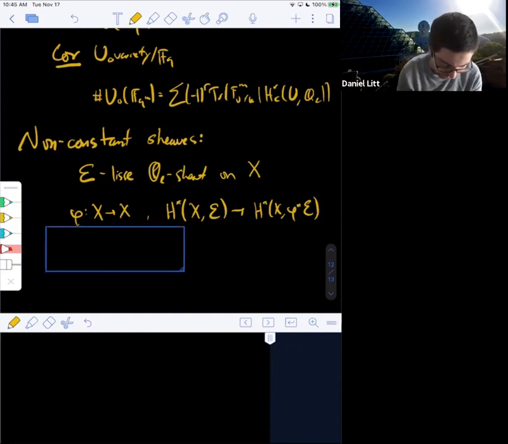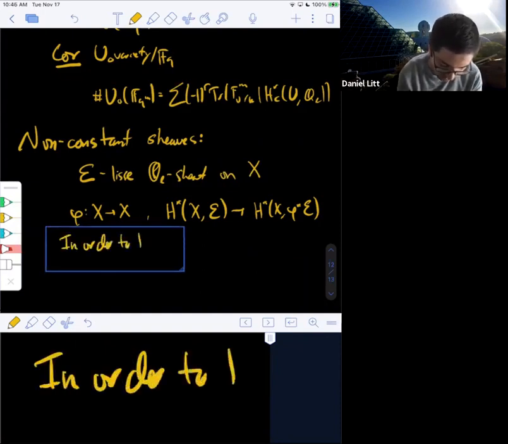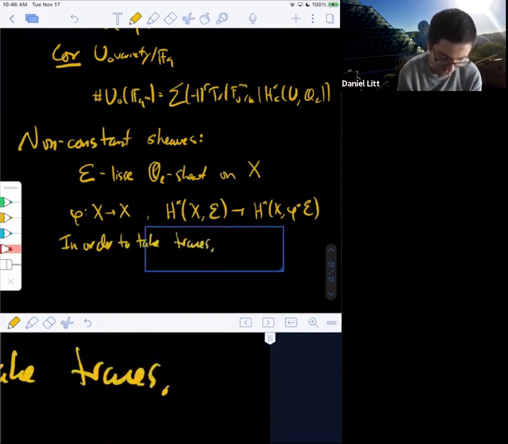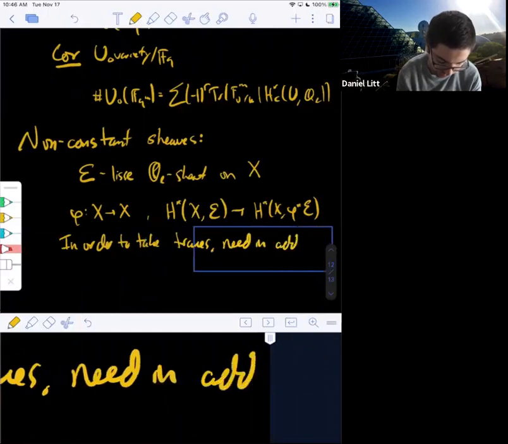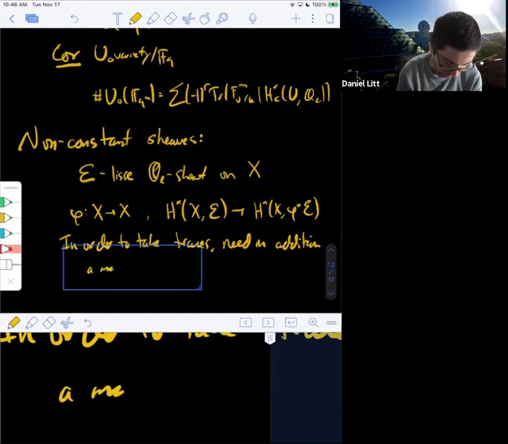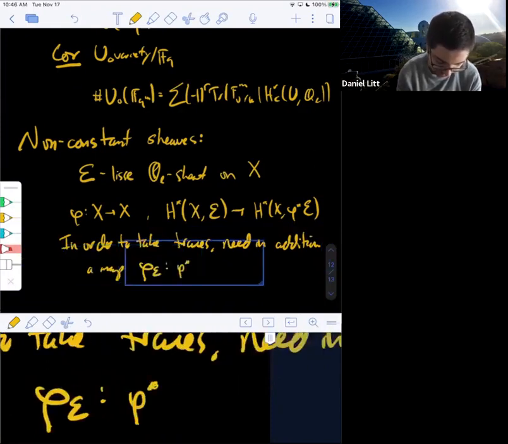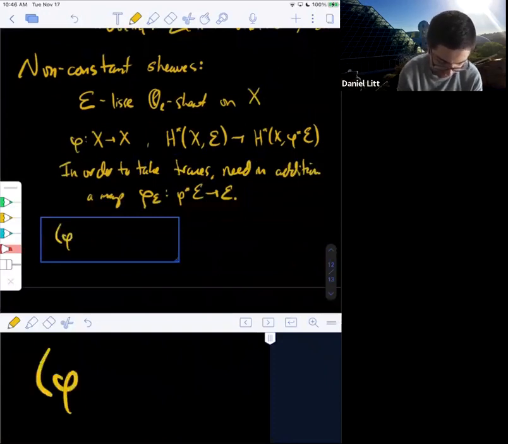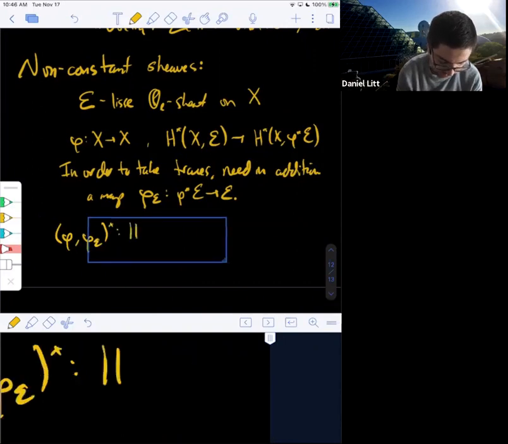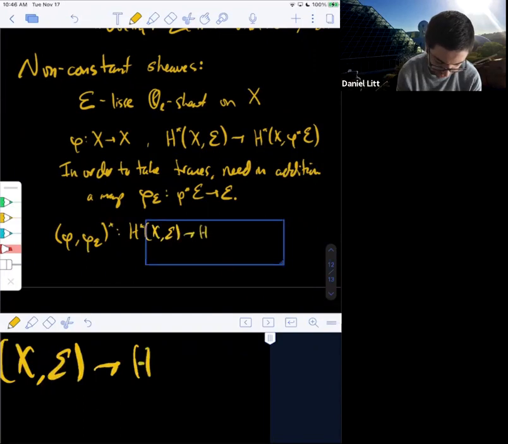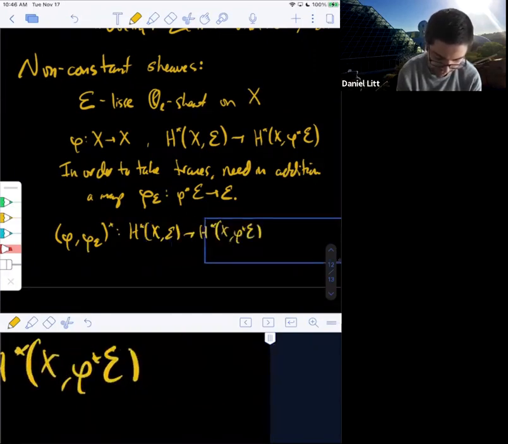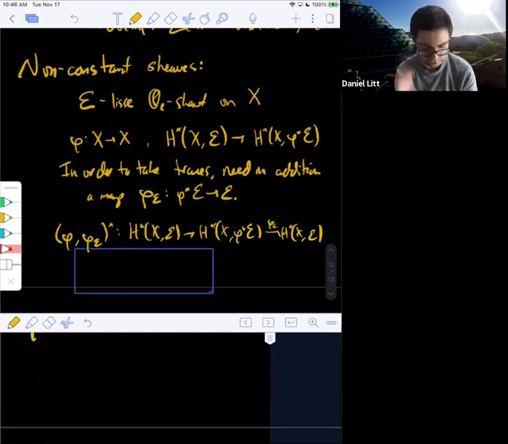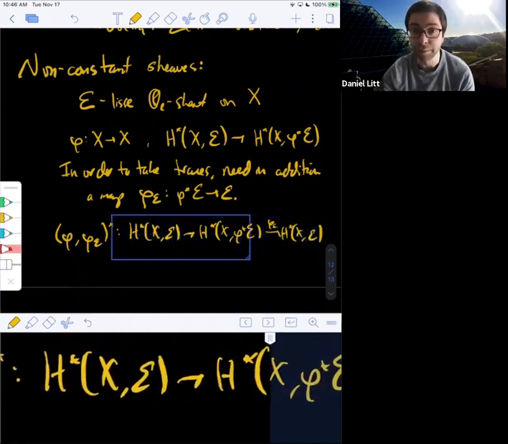So what do we need? In order to take traces, we need extra structure. We need, in addition, a map phi sub E from phi star of E to E. Okay, and then we can take this composition. So we get a map, which people call (phi, phi sub E) star, from H star of X with coefficients in E to the cohomology of the pullback. And then we can apply this phi sub E to get a map back to the cohomology of E. So we're looking for a way of understanding the traces of these maps in terms of fixed points.